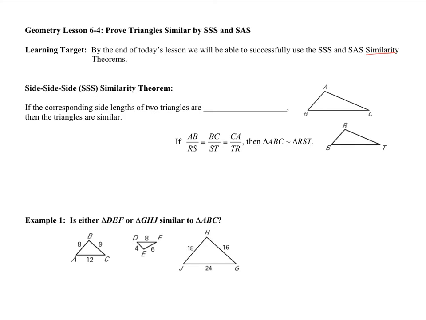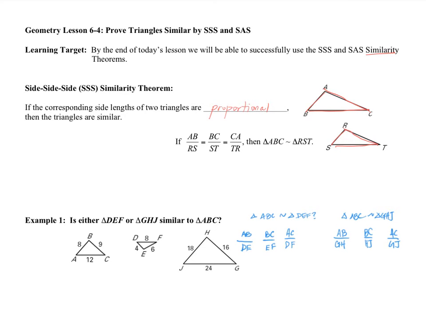The SSS similarity theorem states that if the corresponding side lengths of two triangles are proportional, then the triangles are similar. So if we look at the three sets of corresponding sides, AB to RS, BC to ST, and CA to TR. Example 1: Is either triangle DEF or triangle GHJ similar to triangle ABC?